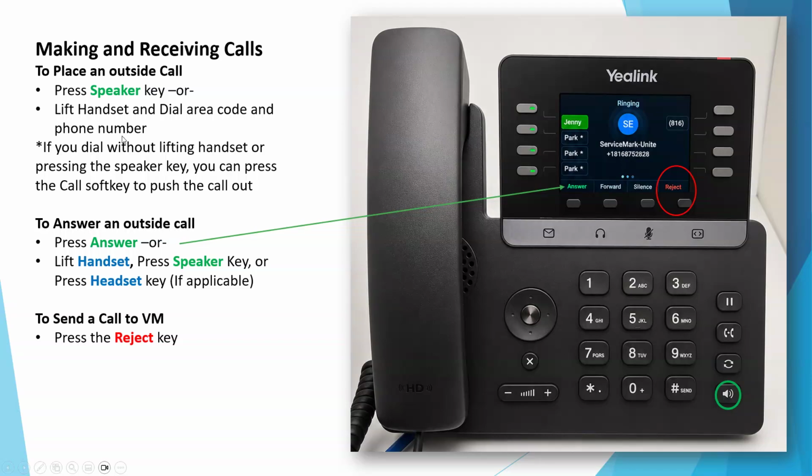When you guys need to dial out, that is going to be area code and phone number. So think of it like cell phone dialing. For example, if you're calling ServiceMark, 816-478-2000. So make sure you do include the full area code when you dial out. And obviously, if you need to call 911, it's just 911.